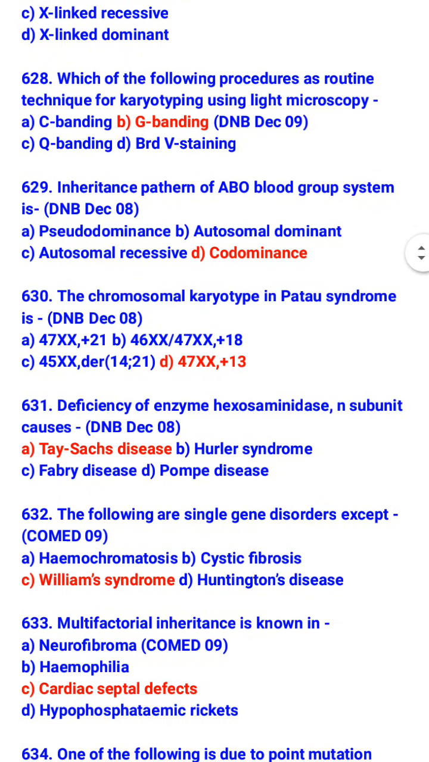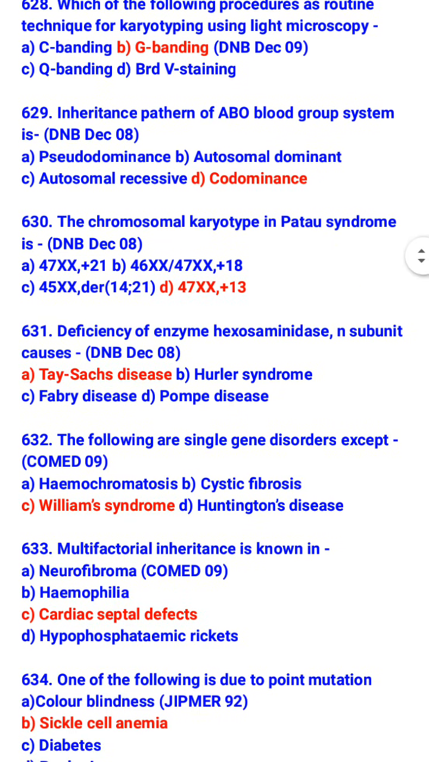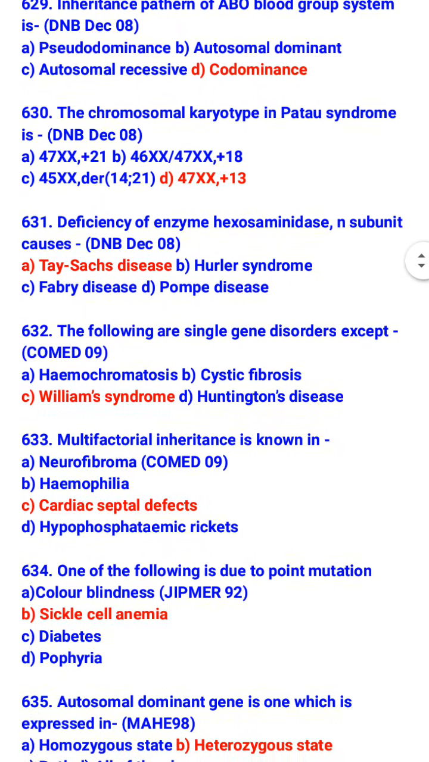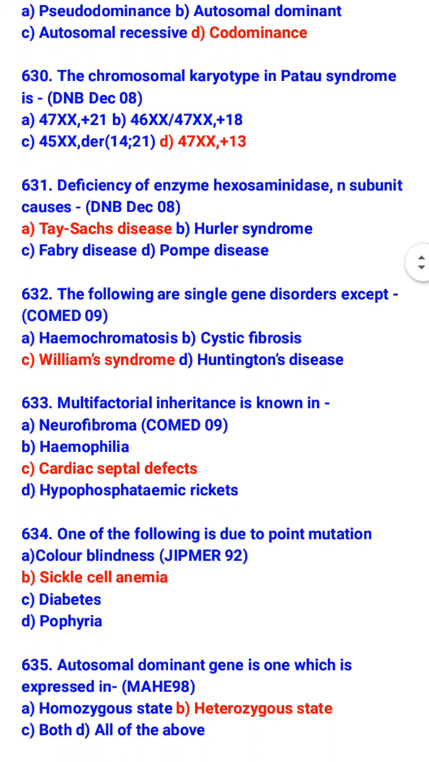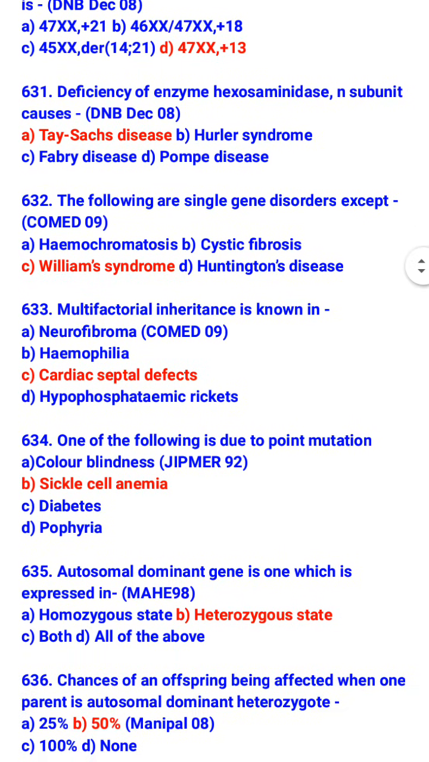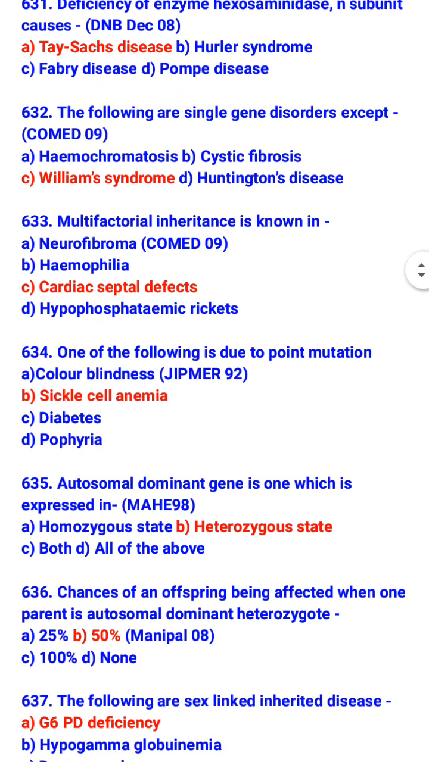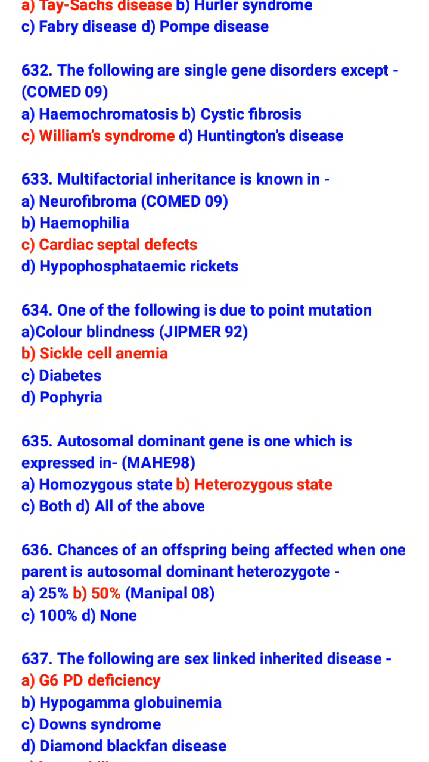The chromosomal karyotype in Patau syndrome is 47XX plus 13. Deficiency of enzyme hexosaminidase A subunit causes Tay-Sachs disease. The following are single gene disorders except Williams syndrome. So hemochromatosis, cystic fibrosis and Huntington's disease are single gene disorders. Multifactorial inheritance is known in cardiac septal defect. One of the following is due to point mutation: sickle cell anemia.